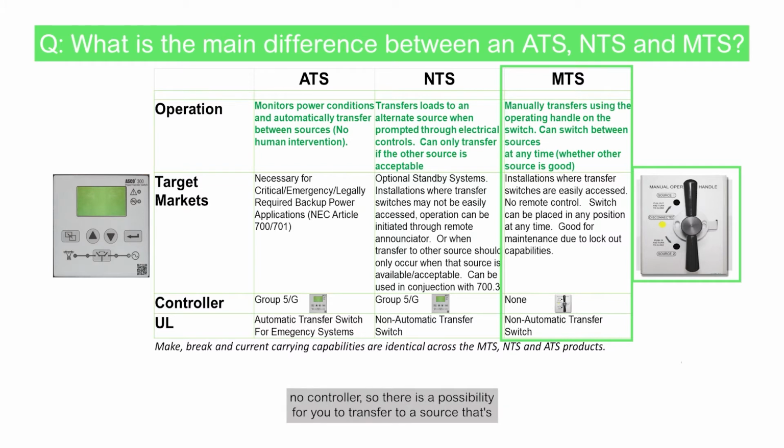There's no controller, so there is a possibility for you to transfer to a source that's not in phase. We have the 170 accessory pack that will allow visibility to the phase, if a source is available, and a phase rotation monitor where you can determine that the phase on one of the generators you are connecting to is the correct phase rotation as your source one. This provides some visibility to help ensure you're transferring to a good source, but it's not as intricate as an automatic transfer switch or a non-automatic transfer switch that has a controller that's automatically doing that sensing.